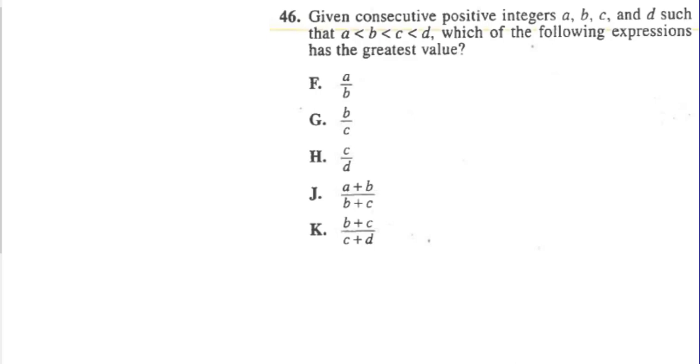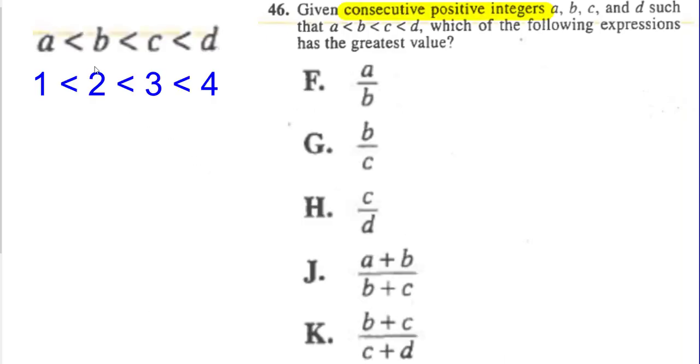All right, so for this one here, these are the values. It says that they're consecutive positive integers. So I chose A, B, C, D to be 1, 2, 3, and 4. And so doing that, let's look at what we get here. So A over B would be 1/2. B over C would be 2/3, so 2/3 is in the running. C over D would be 3/4, so H is in the running.